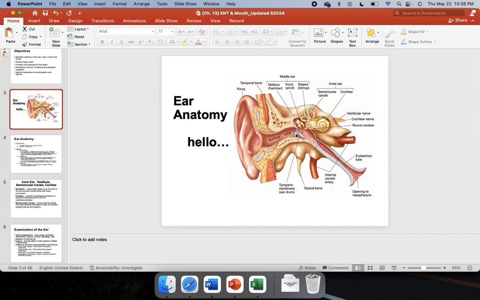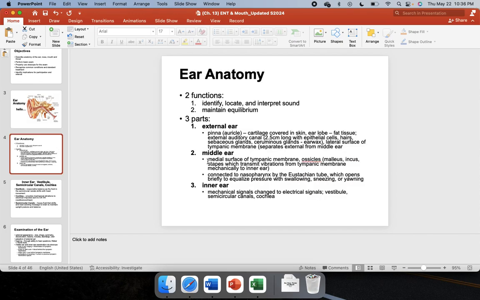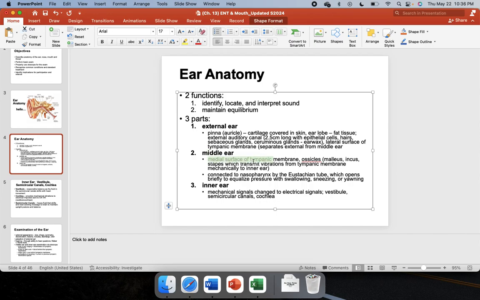Once we hit that lateral portion of the tympanic membrane, we're going to transition into the middle ear, which you'll notice right here. So the middle ear consists of this medial tympanic membrane and then the malleus, incus, and stapes, so the three conductive bones that are going to transmit sounds here into the inner ear. So I come down here, middle ear, medial surface of the tympanic membrane into the ossicles, the malleus, the incus, and the stapes, which transmit the sound.